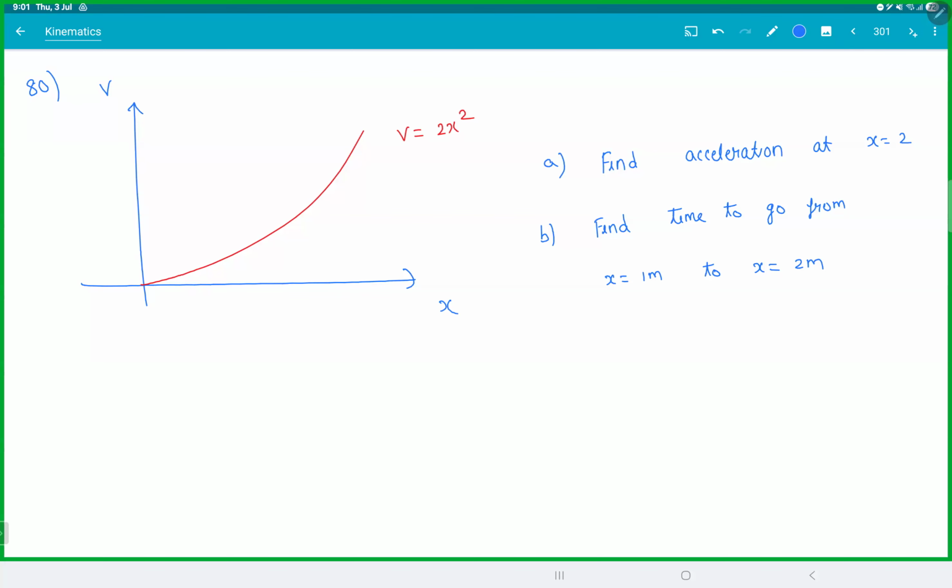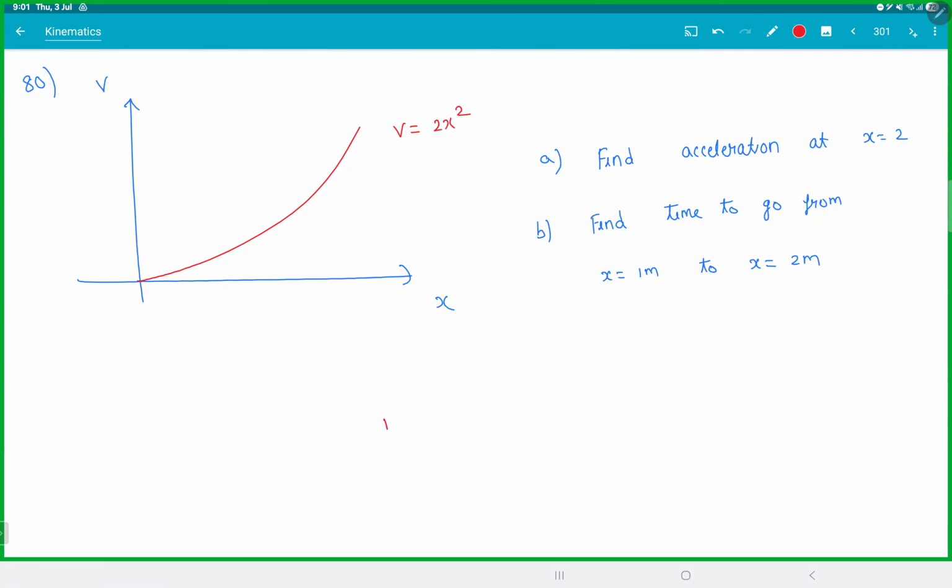So the first was easy. v is 2x square, so dv by dx will be 4x. And we know acceleration is v into dv by dx, the slope. So that is 2x square and 4x, which will be 8x cube. You said x is equal to 2, so that will be 64 meter per second square.